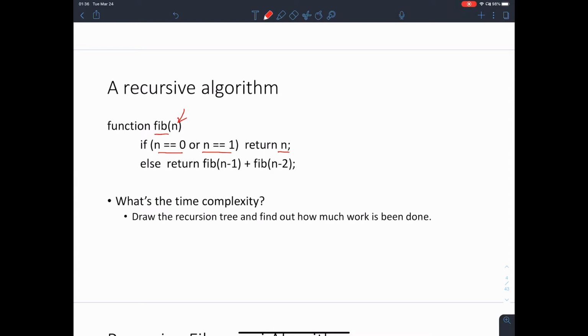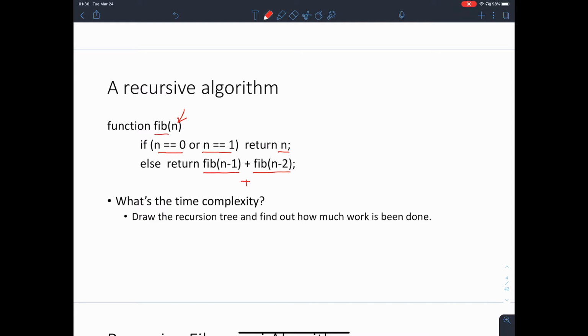If n is not 0 or 1, then we use the same function to calculate the n minus 1th Fibonacci number and the n minus 2nd Fibonacci number, and when we get the results from those two function calls, we add them together to get the nth Fibonacci number. This is how we can write a recursive algorithm to find the nth Fibonacci number.